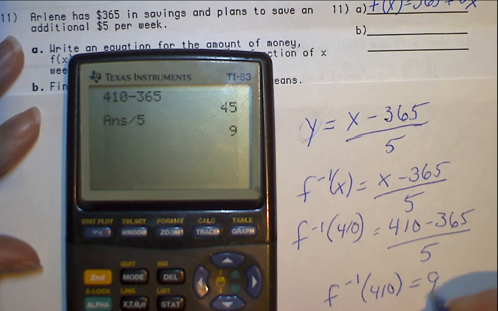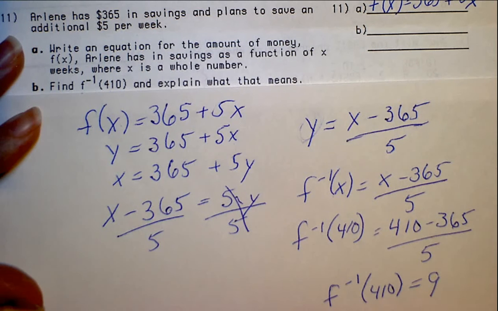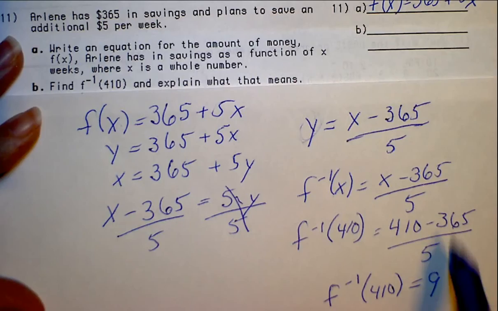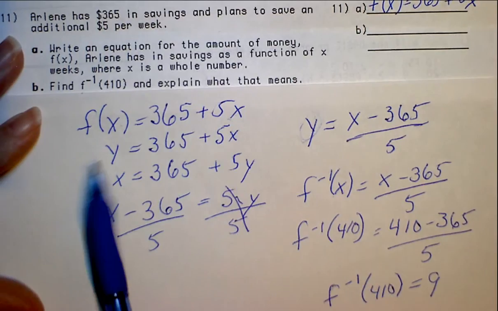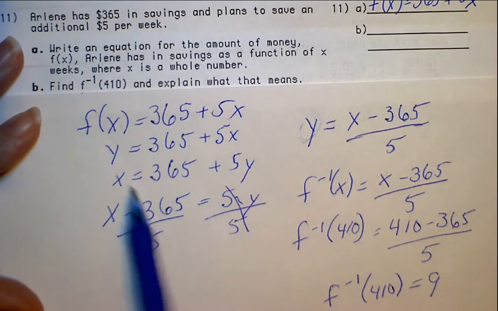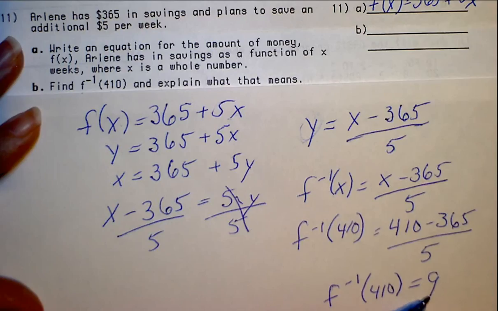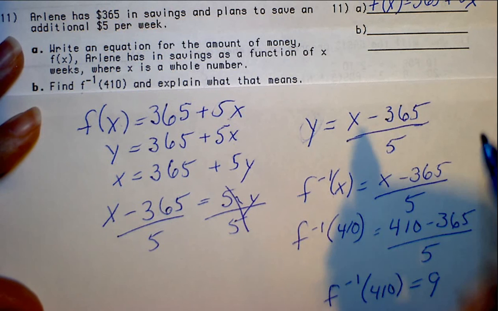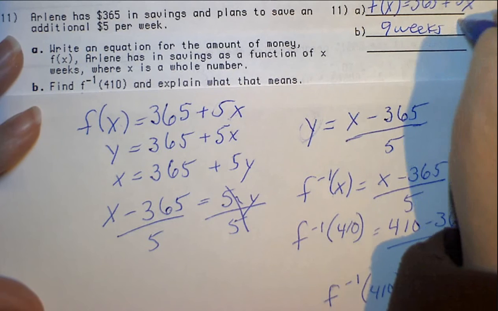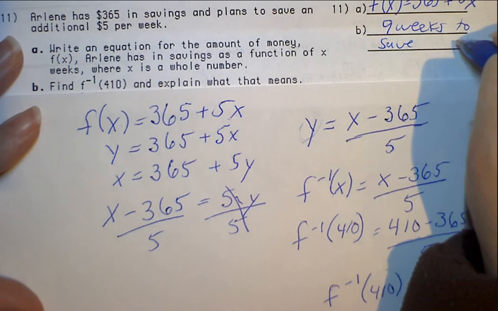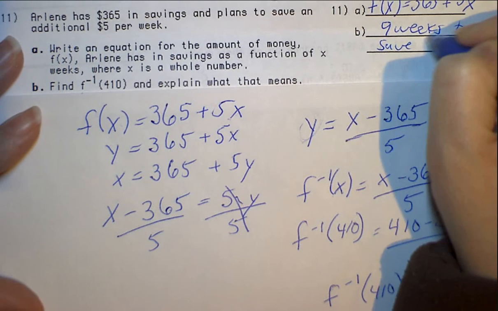So what does that tell me? Well, let's see. We switched our x's and y's, and x was weeks, so now y is weeks. So that means that this right here is weeks. So it takes us 9 weeks to save $410. That's what it means.